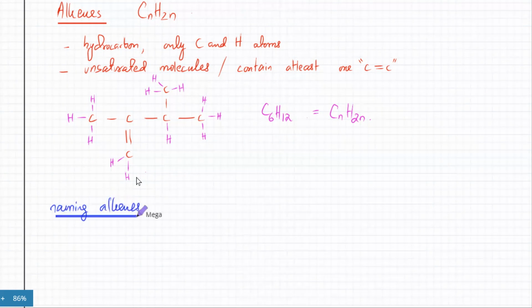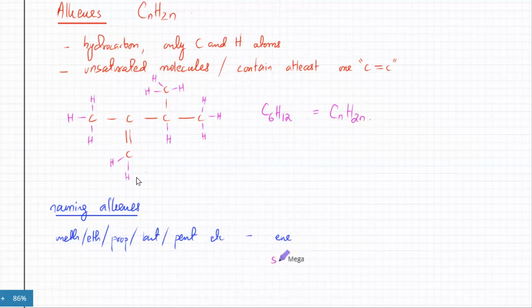It's exactly the same as alkanes, except for the suffix. The first part is the same: meth, eth, prop, but, pent, hex, etc. But the suffix is now going to be "-ene". That's what your suffix is going to be.